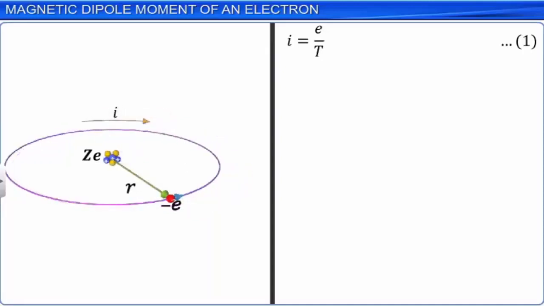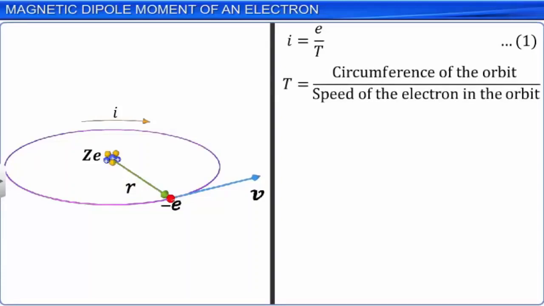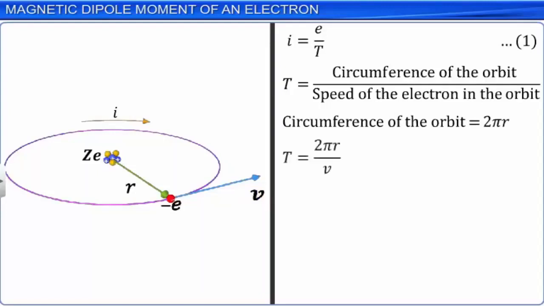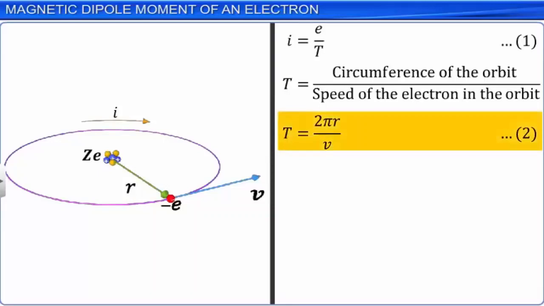When the electron revolves in the orbit of radius r with a constant speed v, then the time period of revolution T is equal to the circumference of the orbit by the speed of the electron v. The circumference of the orbit of radius r is equal to 2 pi r. Hence, T is equal to 2 pi r by v. Let this be equation 2. Substitute equation 2 in equation 1 to arrive at the relation I is equal to ev by 2 pi r. Let this be equation 3.